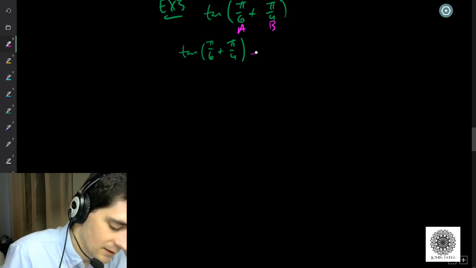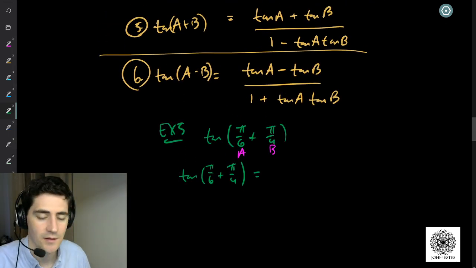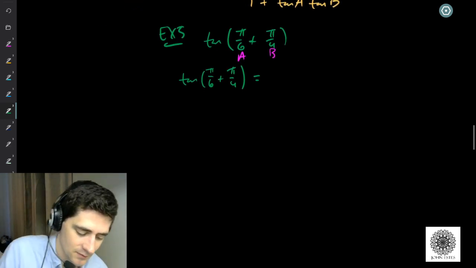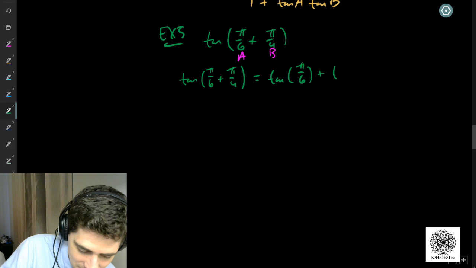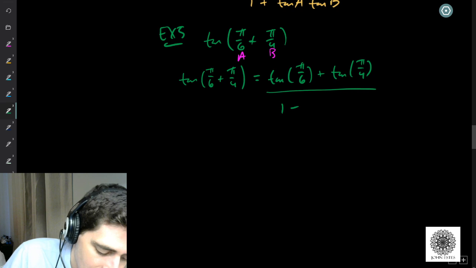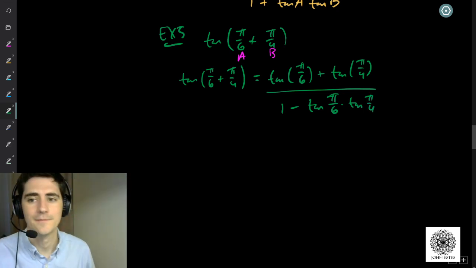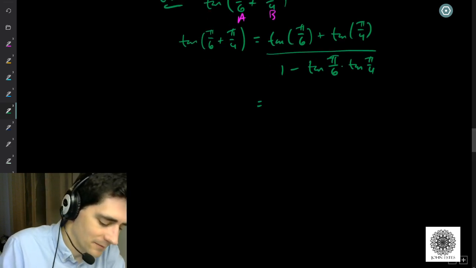So that, what did we say that was? Let me look at it again. Tangent A plus B is tangent A plus tangent B over 1 minus tangent A times tangent B. So that's going to be tan pi over 6 plus tangent pi over 4 all over 1 minus tangent pi over 6 times tangent pi over 4, like that. Okay, now we remember what those values are, right?